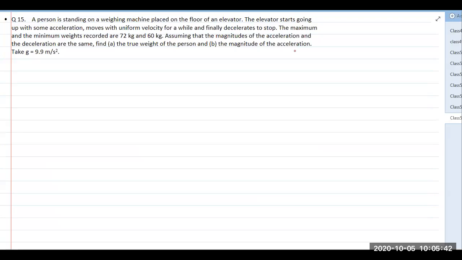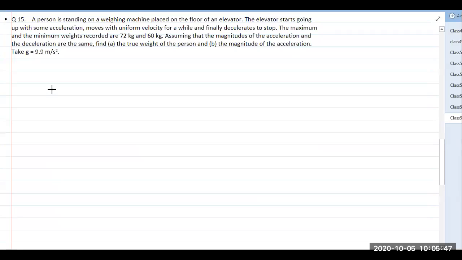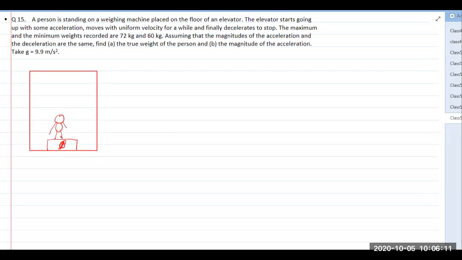Okay, so what is this question about? First we will make the diagram. So if we have this as the elevator, inside the elevator we have a weighing machine, and this weighing machine is there and a person is standing on it, and this whole elevator is going up. The elevator starts going up with some acceleration. So initially there is an acceleration, moves with uniform velocity for a while, and finally decelerates.